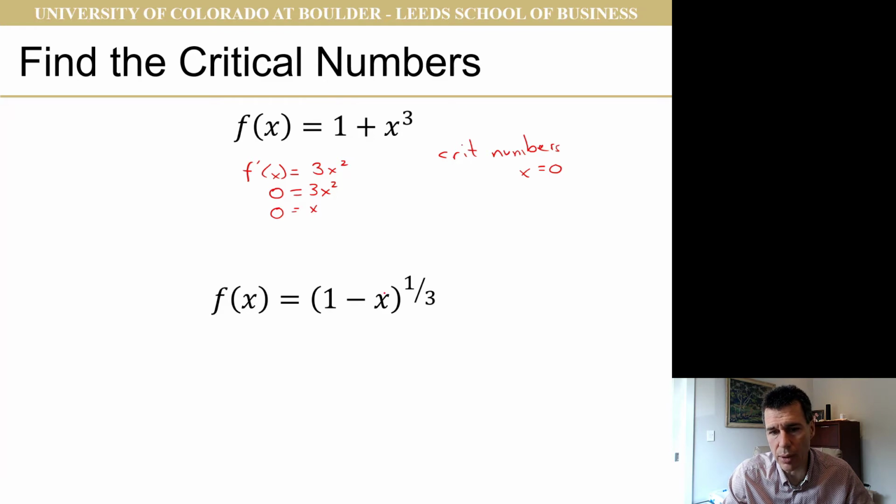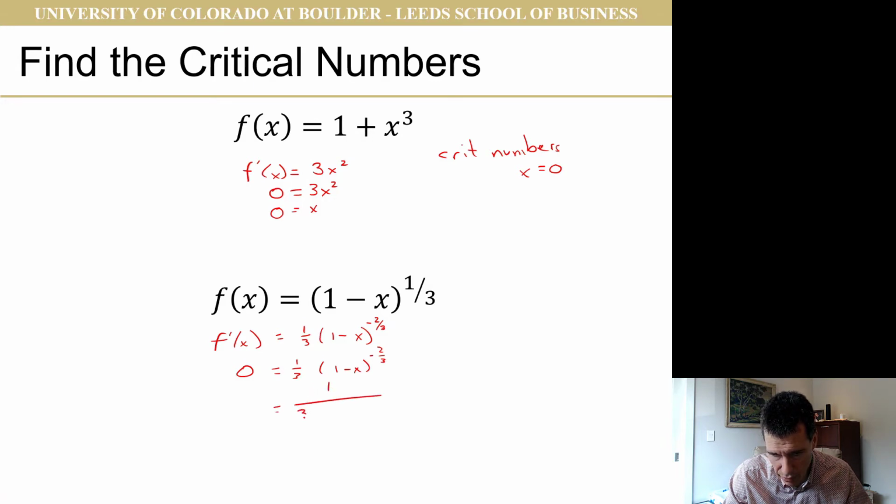Okay, f of x equals 1 minus x to the power 1/3. Then the derivative of this is 1/3 times 1 minus x to the negative 2/3. Now, we set it to 0. And we observe, if I rewrite this, this is 1 over 3 times 1 minus x to the 2/3. That can never be 0, so there are no solutions like that, but it's not defined when x equals 1. So there's a critical number at x equals 1.